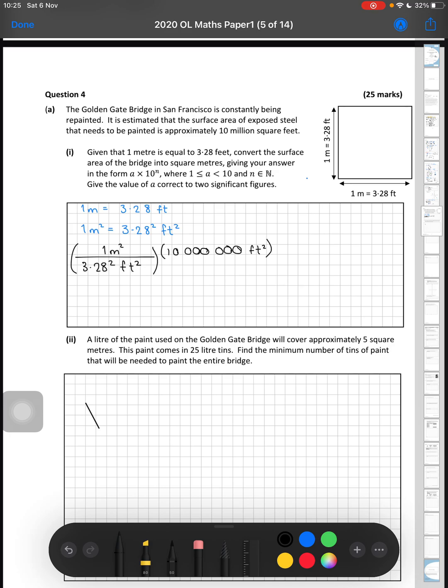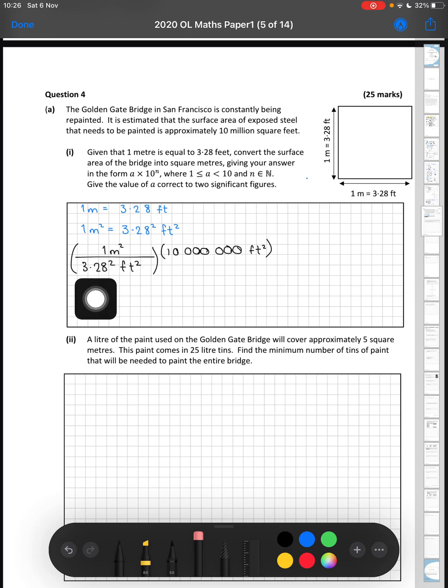So 10 million square feet. Feet squared. Okay, fab.